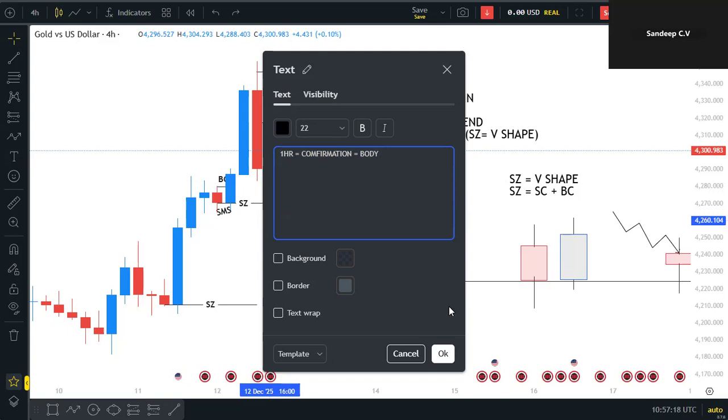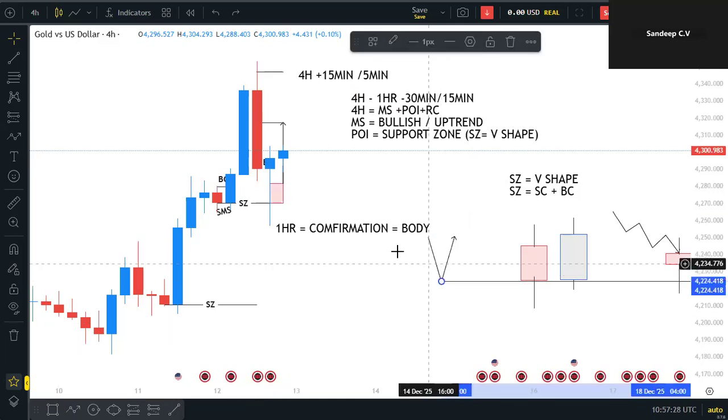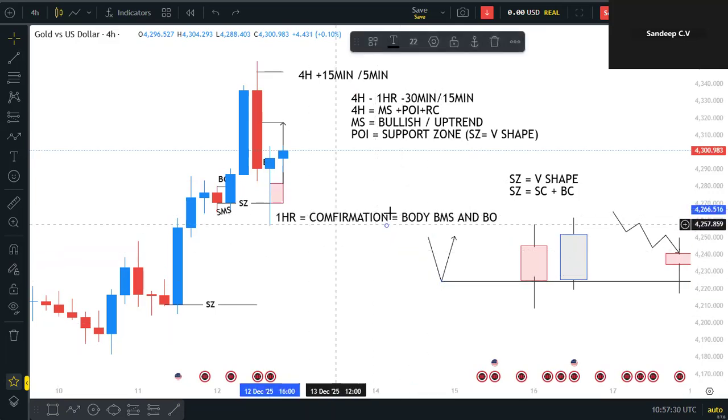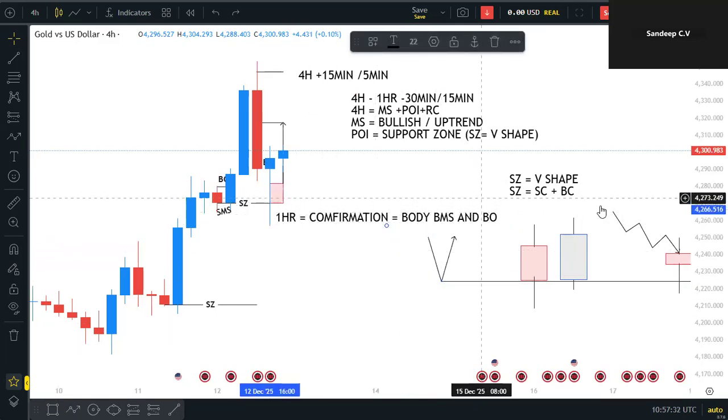Okay. So the confirmation we'll be looking at in our next class is a body BMS, and BO, and a breakout. So this is what we're going to be looking at, both for a bullish market and a bearish market. Hope that is okay by you.